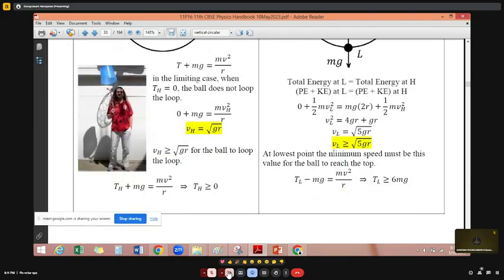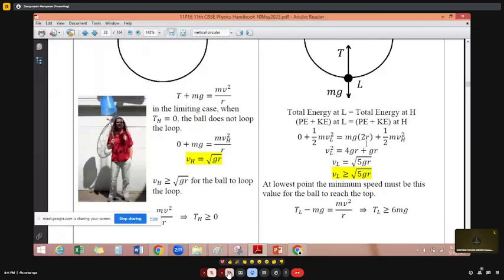So sometimes we use both the energy method and the force method. Okay, so many times the energy method might be easier and quicker.